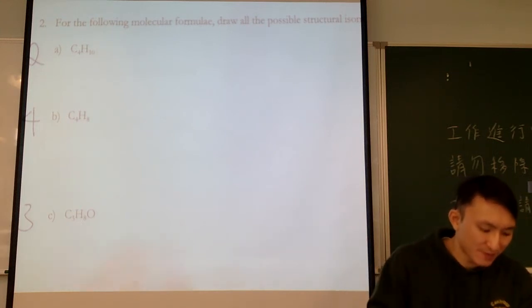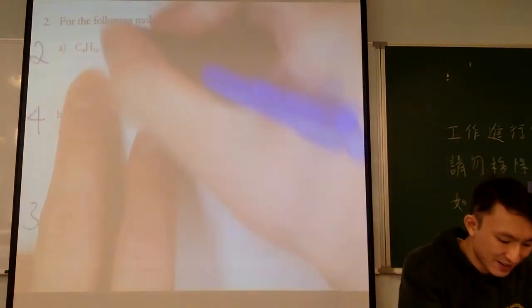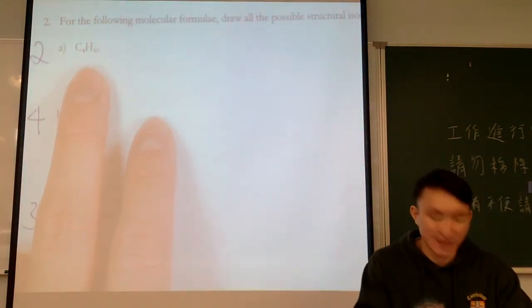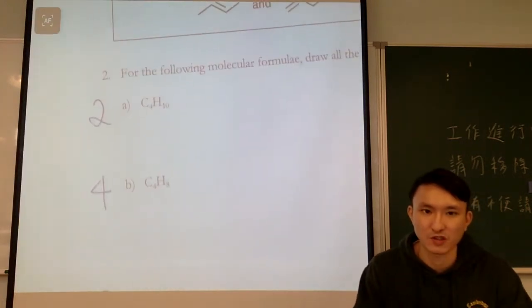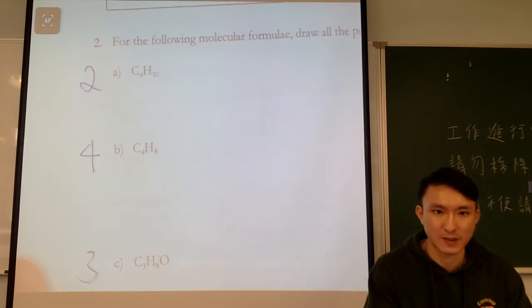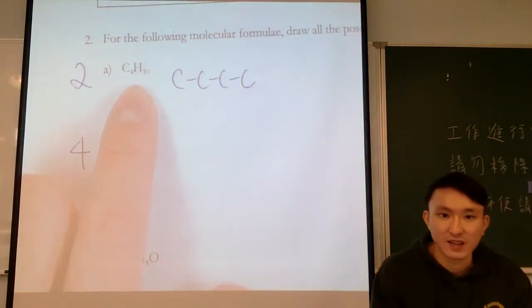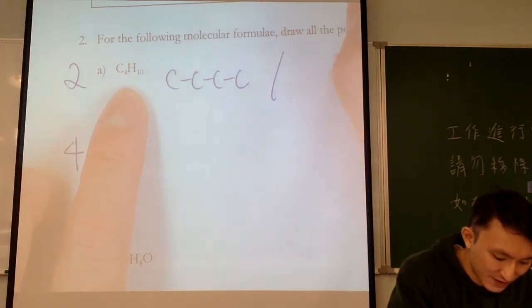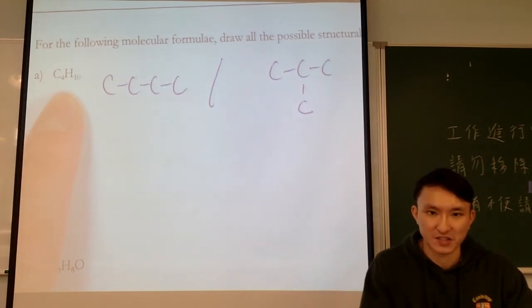Now the first one, this one is easy. Now I try to make it simpler. I don't put down the H's, I just put down the carbons. I don't want it to be too messy because obviously we don't have enough space here. So we can have a straight chain. We can also have a branched chain like this. Then you plug in all the H's.